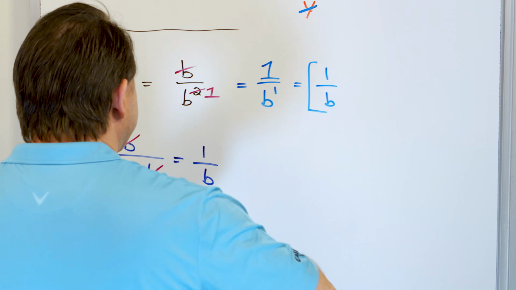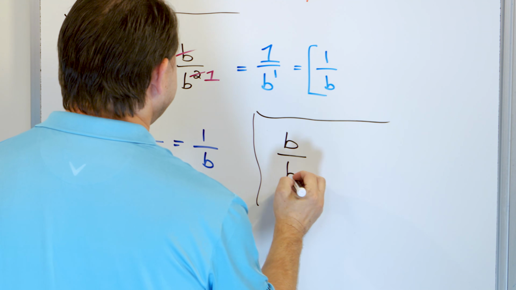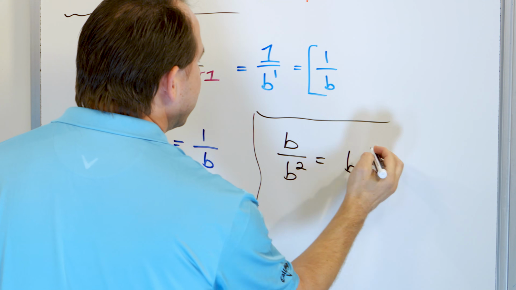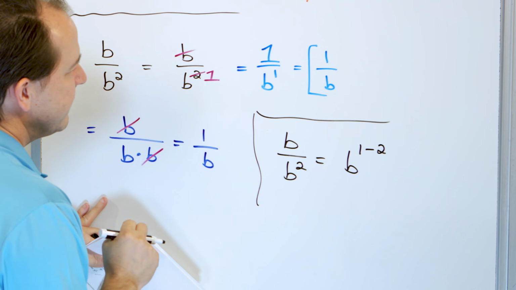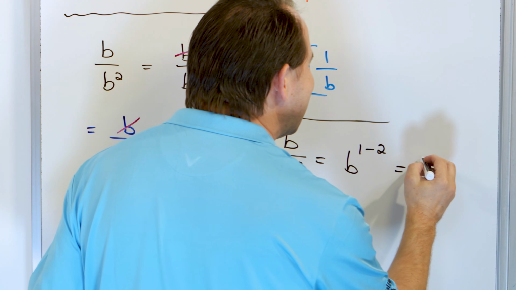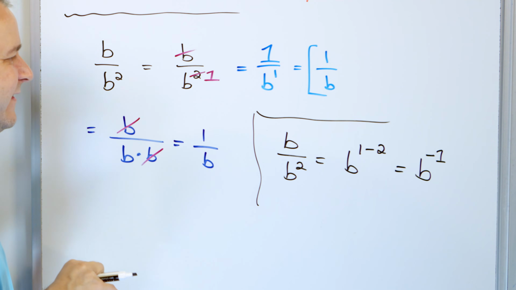But what happens here if, let me just work the problem another way over here. If it's b over b squared, it's the same base, I can subtract them. I have a numerator of 1 minus 2. Now this looks a little bit weird. What is 1 minus 2? 1 minus 2 is what? Negative 1. So what you actually have here is what we call a negative exponent.